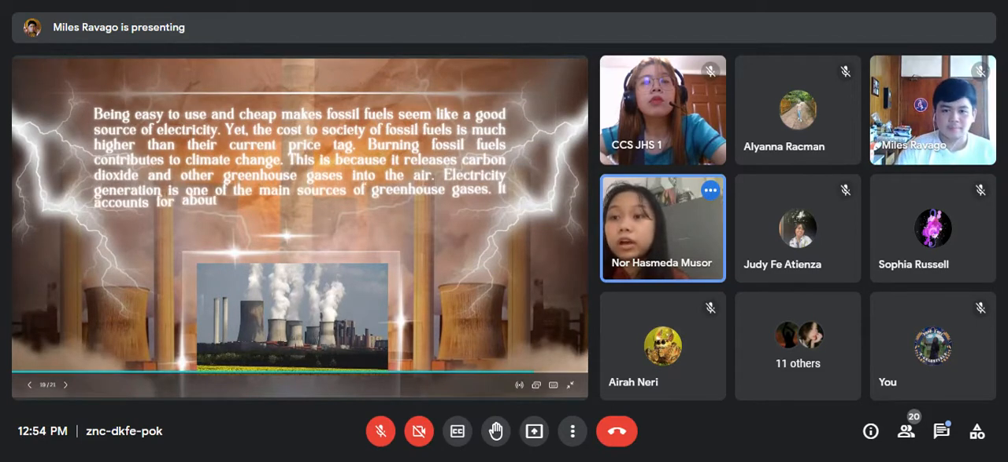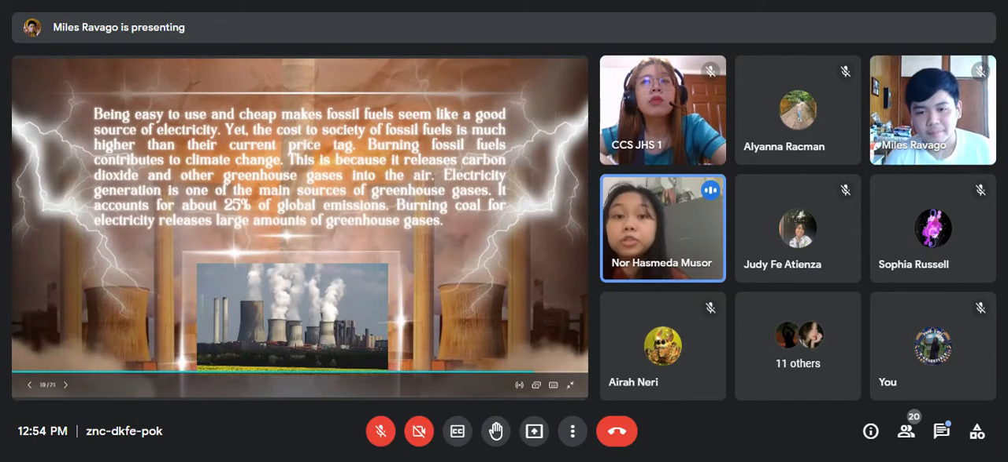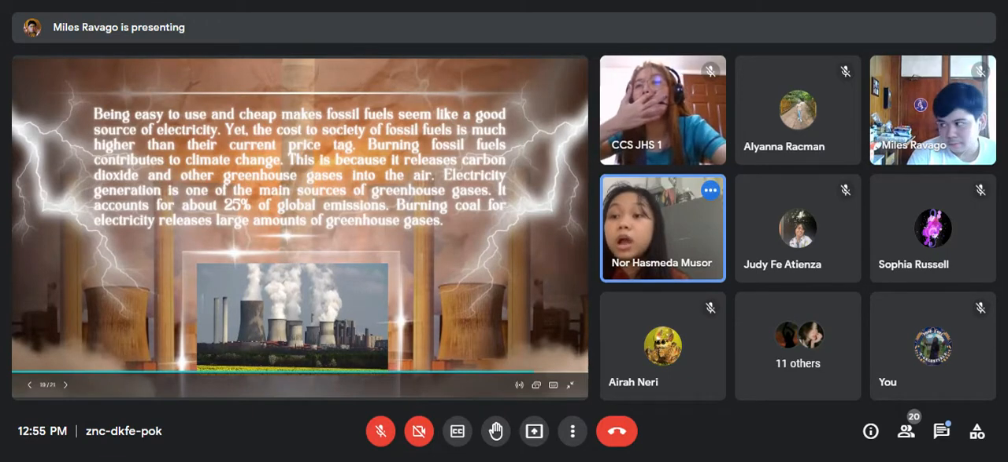Yet, the cost to society of fossil fuels is much higher than their current price tag. Burning fossil fuels contributes to climate change. This is because it releases carbon dioxide and other greenhouse gases into the air. Electricity generation is one of the main sources of greenhouse gases. It accounts for about 25% of the global emissions. Burning coal for electricity releases large amounts of greenhouse gases.